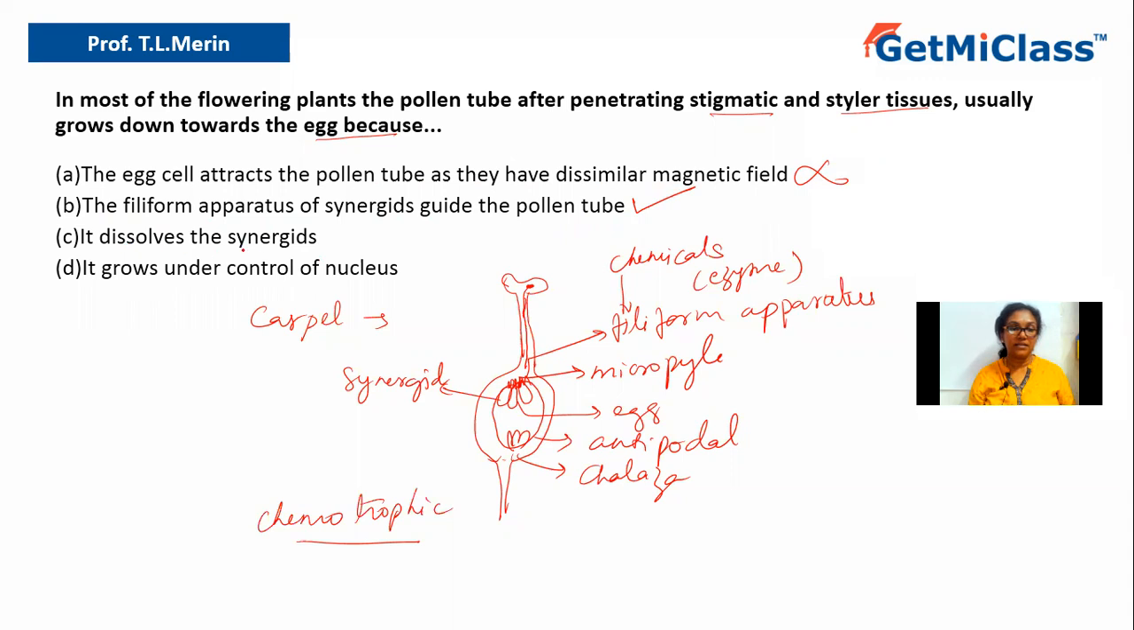Option C says it dissolves the synergids. They are talking about the pollen tube dissolving the synergids, which is totally wrong. Option D says it grows under the control of nucleus. No, though the pollen tube carries the two male nuclei, it does not have any effect on the growth of the pollen tube. So the correct answer is option B, that is, the filiform apparatus of synergids guides the pollen tube.